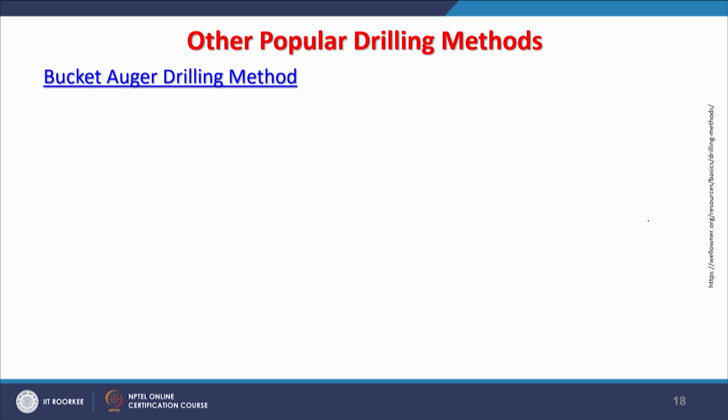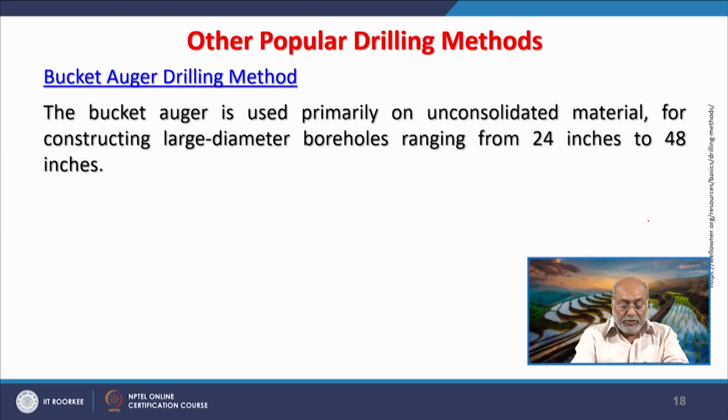Now, other popular methods of drilling are also there, and some variants of basic drilling methods and machines are also coming, like the bucket auger drilling method, in which the bucket is used primarily on unconsolidated material. For unconsolidated material, drilling is anyway very cost effective, not very costly, and secondly, a lot of methods can be employed. But in case of hard rock terrain, only a few types of methods can be employed. That is the major difference here.